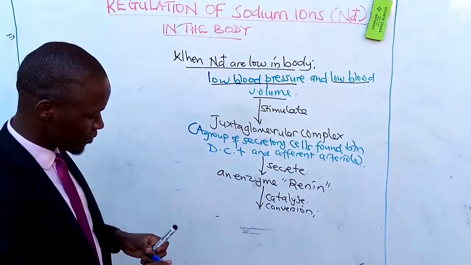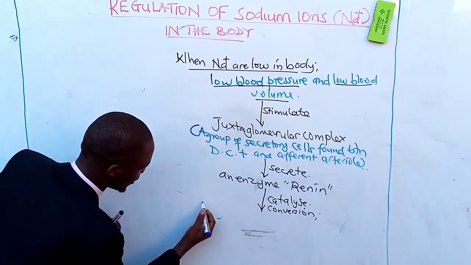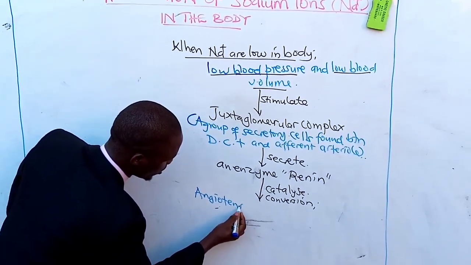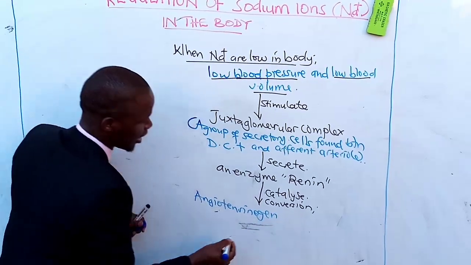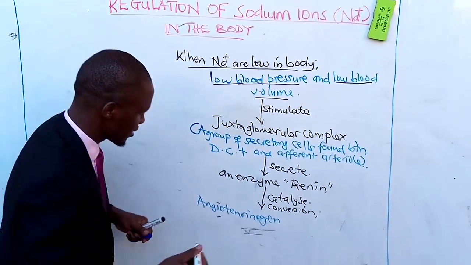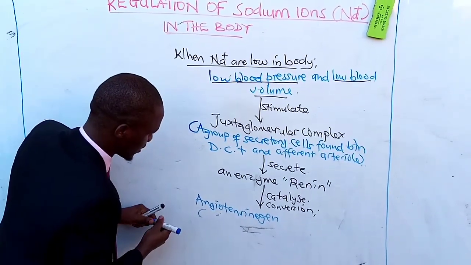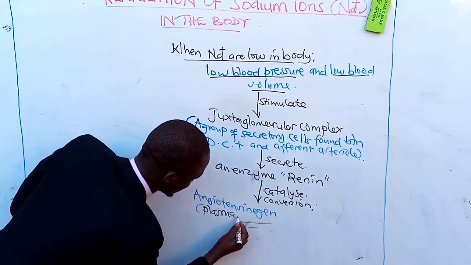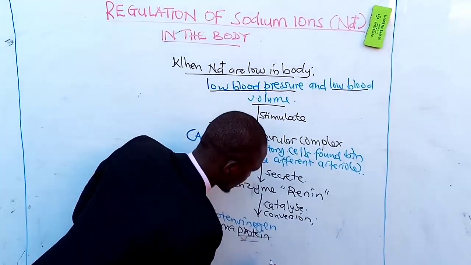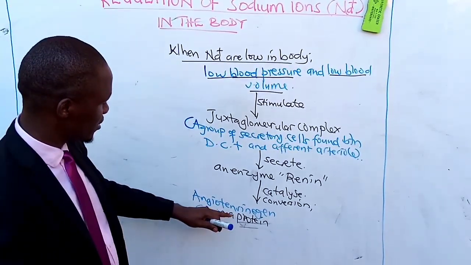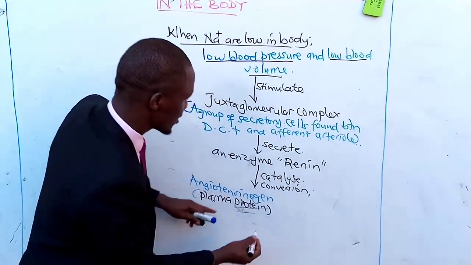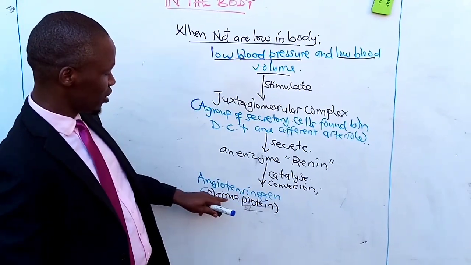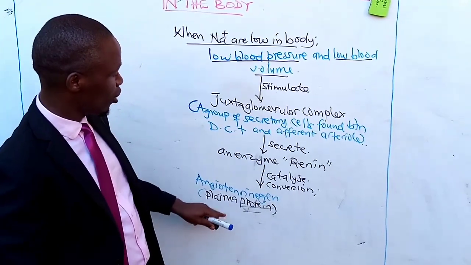So in our body we have got a plasma protein, and in this particular case our plasma protein is called angiotensinogen. It's a plasma protein, and we are saying the renin will catalyze the conversion of angiotensinogen. So this is a plasma protein within the body, or within the plasma.